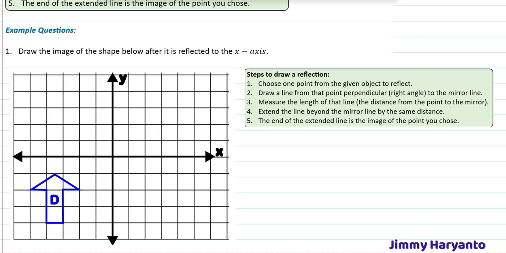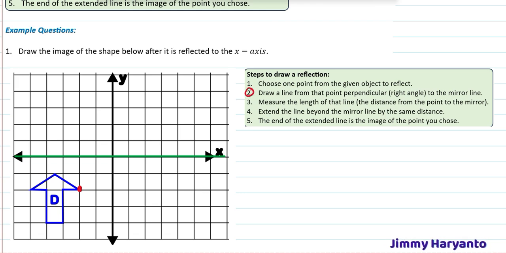First, you have to choose one point from the given object to reflect. Let's say I choose this point, and then draw a line from that point perpendicular to the mirror line. It has to be perpendicular. So where is the mirror line? The mirror line is this one, the x-axis. So you have to draw the x-axis also. The x-axis will be this one, right? This one is the mirror.